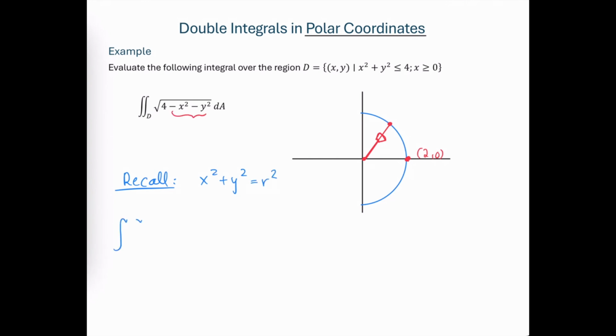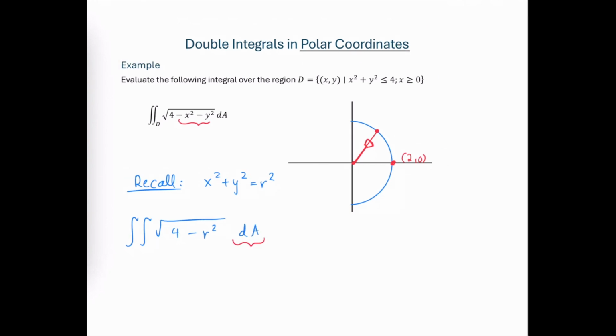When we convert the integrand to polar form, we'll end up with the square root of 4 minus r squared, and then we still have so far dA. Now remember, this dA quantity represents the tiny area of a polar rectangle, which is r dr d theta, or perhaps we want to go r d theta dr.